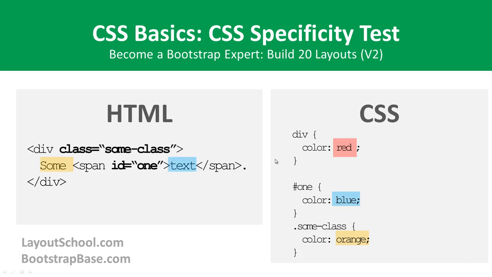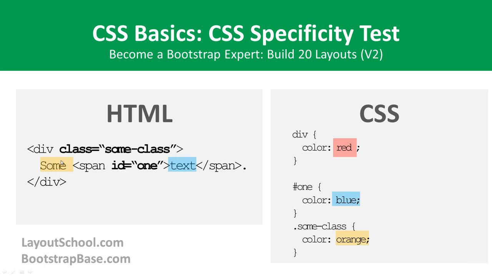So the answer is here. The color for the word text is going to be blue, because this CSS selector has the highest specificity. That's the ID selector, so it takes precedence over everything else.